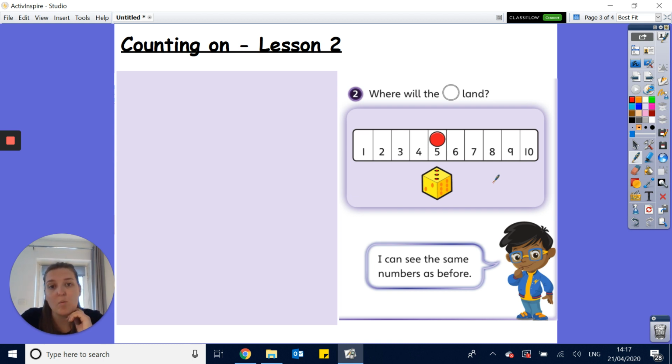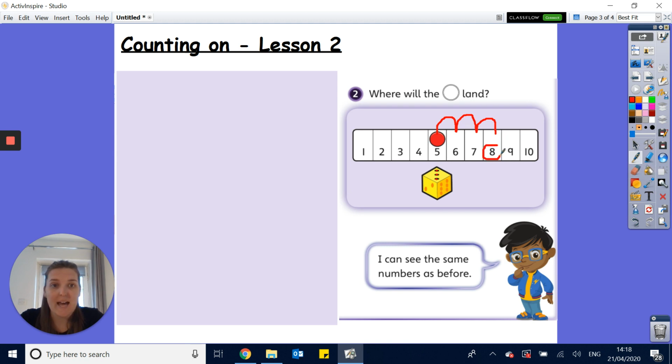Can you work out where you think we will land? Which number will we land on? Off you go. Okay, if you think you've got it and you think you know, watch, because I'm going to do the steps for you so that we can check if you're right. Okay, so we started on the number 5. We're jumping 3 more steps. Are you ready? We're going to count on together. 1, 2, 3. Which number did he land on?